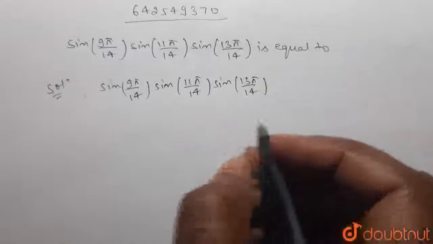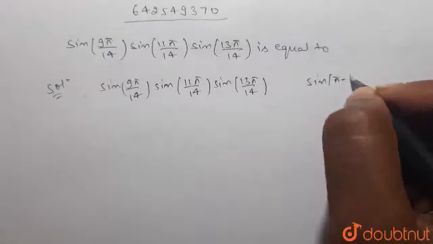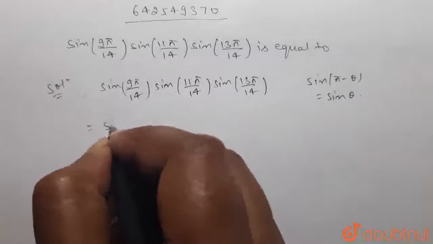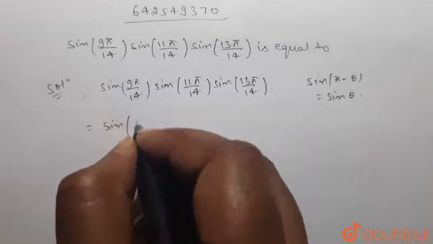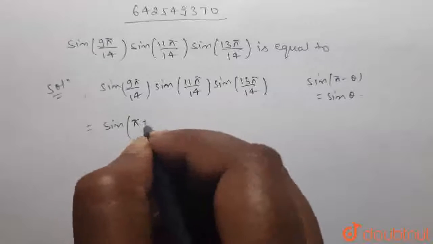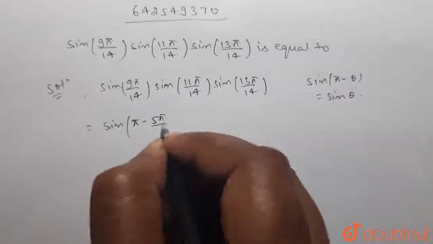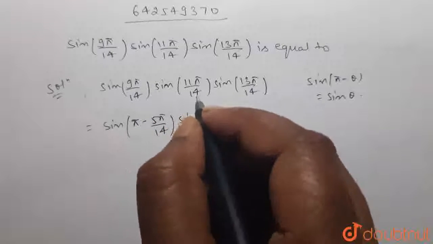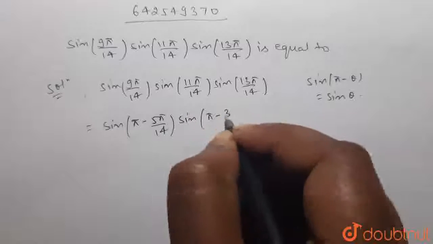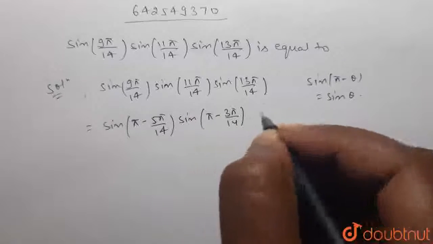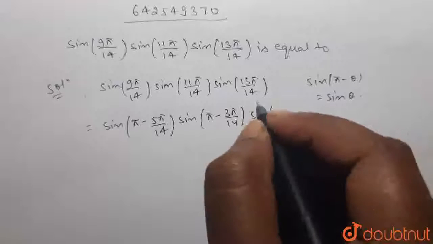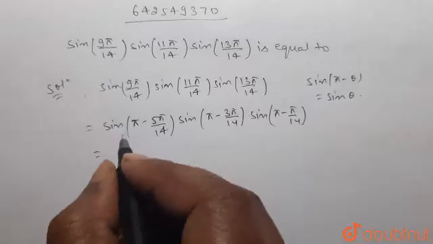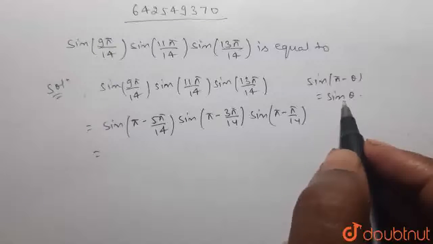Okay, now we know that sin pi minus theta equals sin theta. So we can write this as sin. Now we can write 9 pi by 14 as pi minus 5 pi by 14, multiplied with sin. Now we can write 11 pi by 14 as pi minus 3 pi by 14, multiplied with sin. 13 pi by 14 can be written as pi minus pi by 14. So this will be equal to, now sin pi minus theta is equal to sin theta.